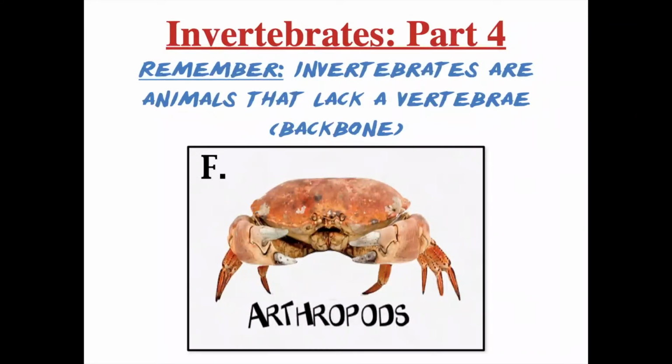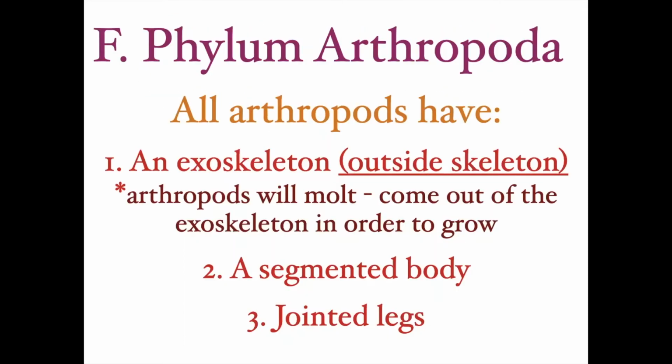We are now in our last section of invertebrates. We're going to focus on arthropods. Now remember, invertebrates don't have a backbone. These specific invertebrates will have an exoskeleton, and that is one of the defining character traits of arthropods. So all arthropods are going to have three defining traits.